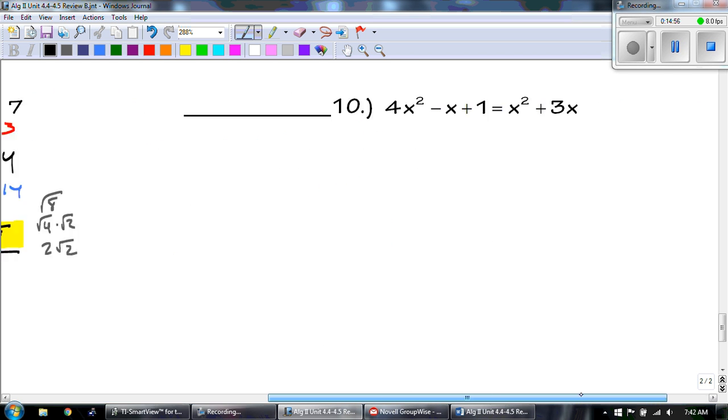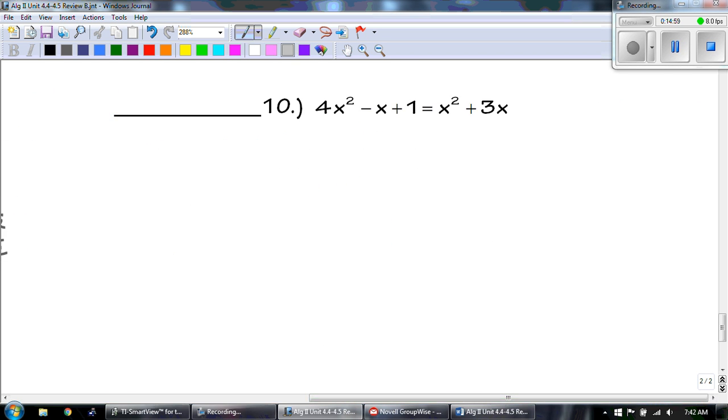Last one. All right, we're looking at our leading coefficients. I'm going to subtract the x squared because that one's smaller. Subtract the 3x, subtract the 3x. So we get 3x squared minus 4x plus 1. Oh, sorry, let me rewrite that. Plus 1 equals to 0. Okay? And always, always, always check.